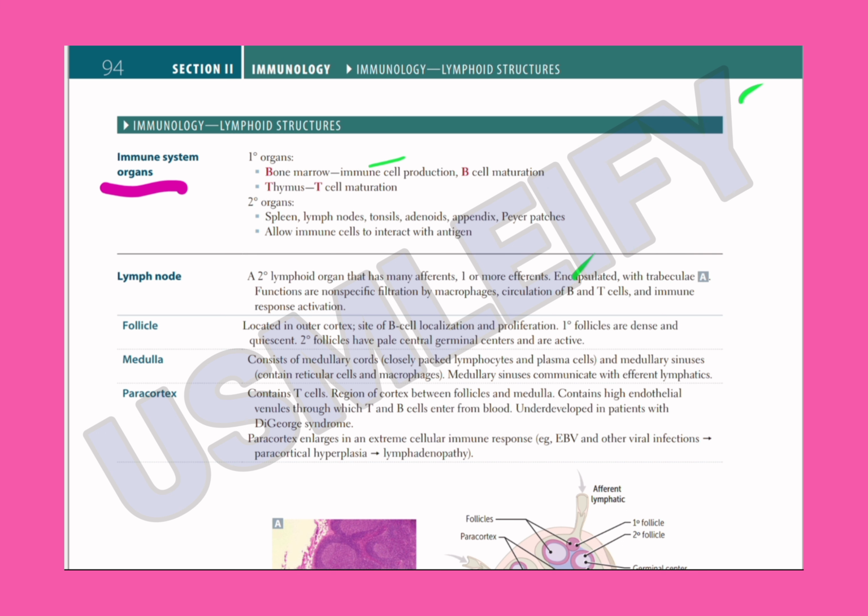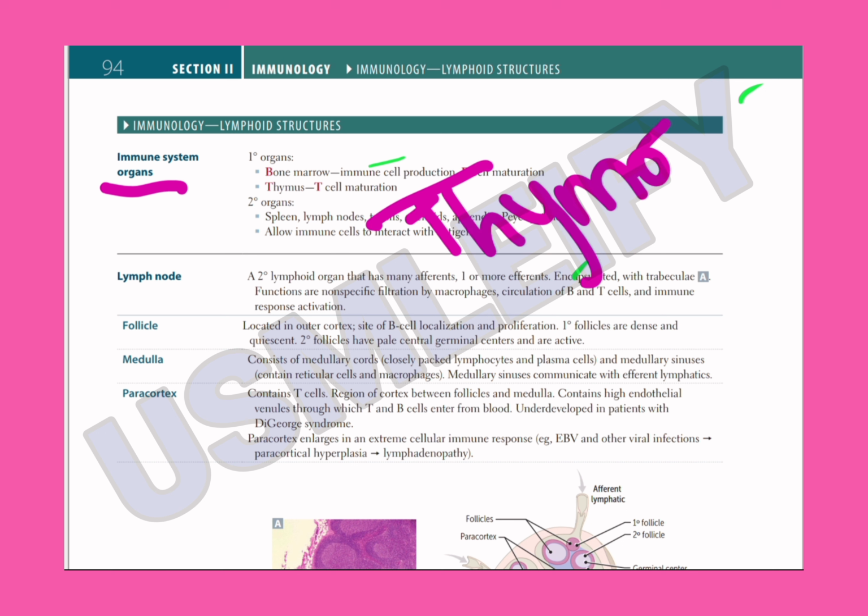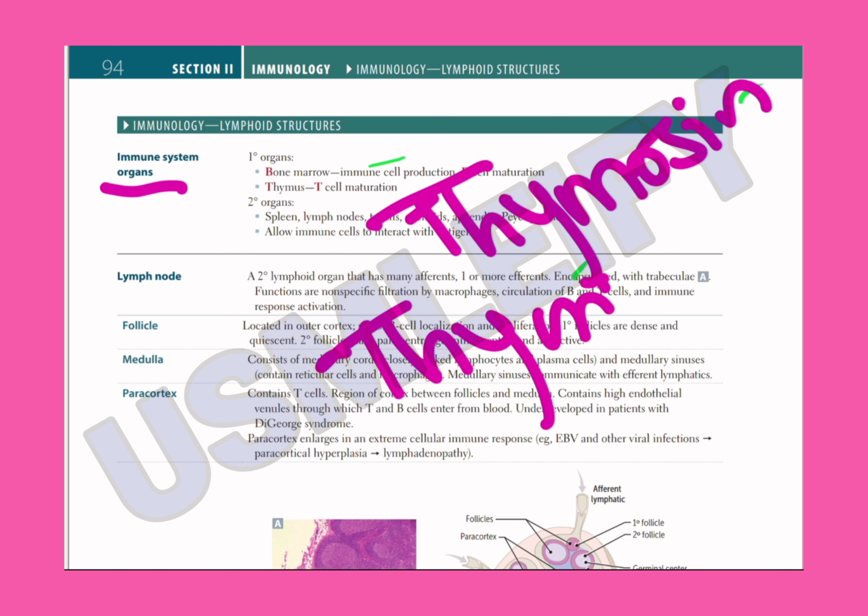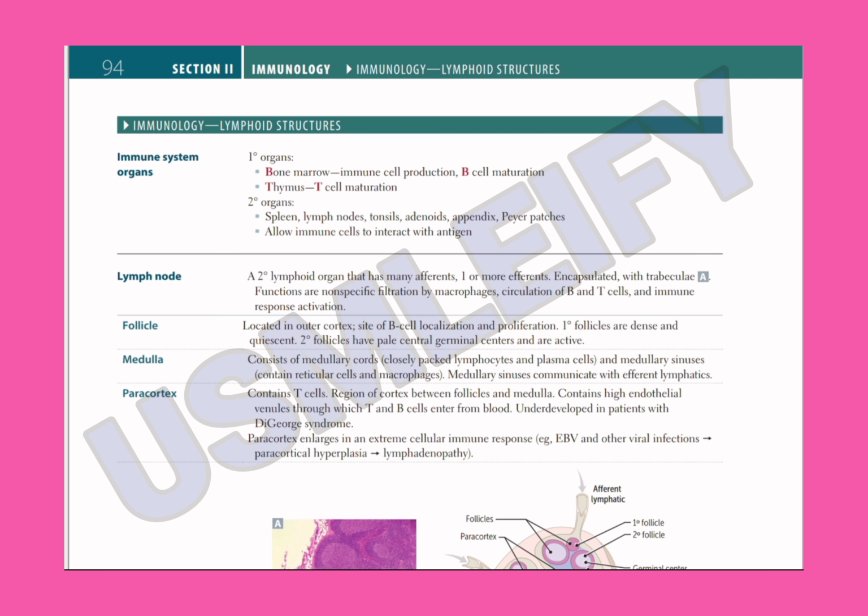For the thymus, it is for T cell maturation. It is located in the superior mediastinum behind the sternum. It has a cortex for positive selection and a medulla for negative selection. The hormones of the thymus are thymosin and thymopoietin. In later ages, it involutes and is replaced by fat, and it is the largest lymphoid organ at birth. Thymus for T cell maturation.